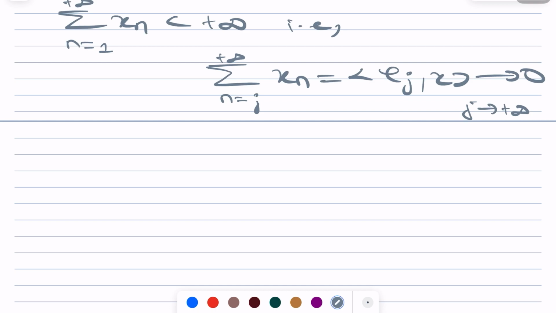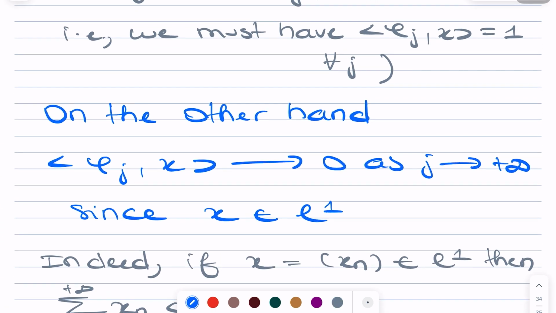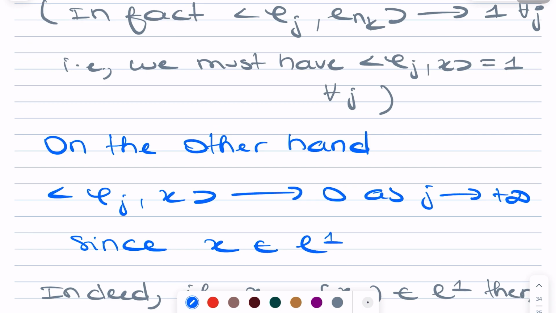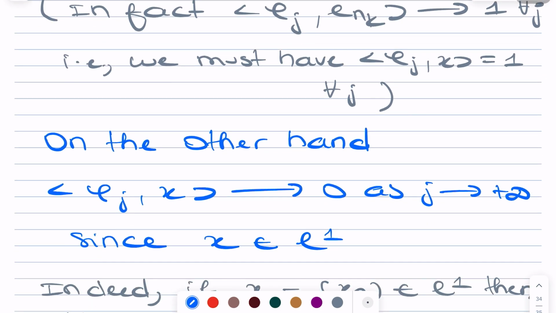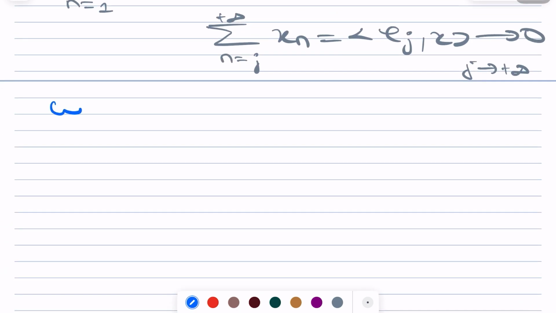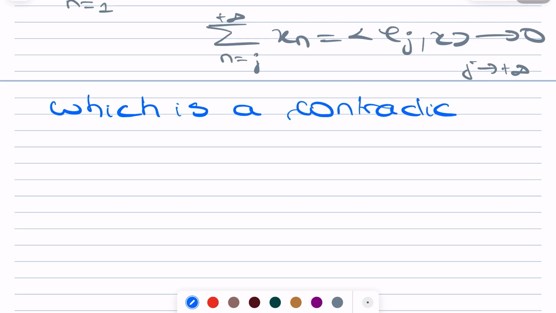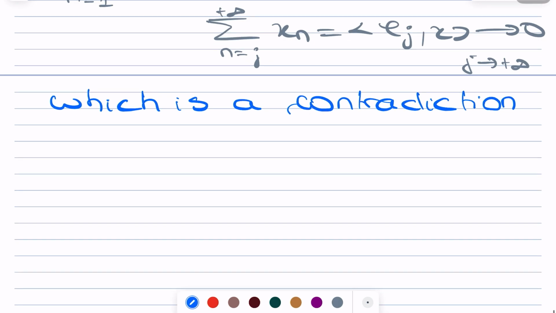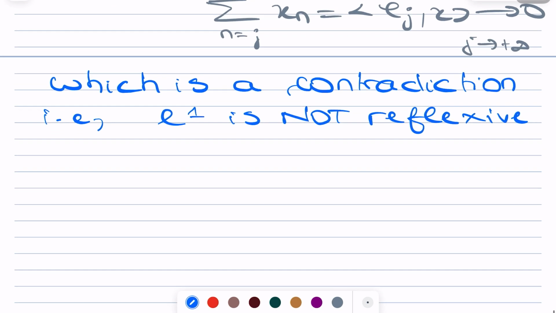Okay, so again you have a contradiction, because you have phi_j(x) that goes to 0 and phi_j(x) that is equal to 1 for every j, which is a contradiction. So this means that L1 is not reflexive. Then we are done.